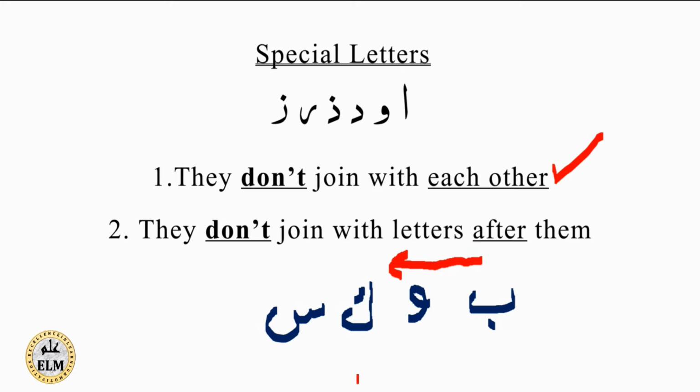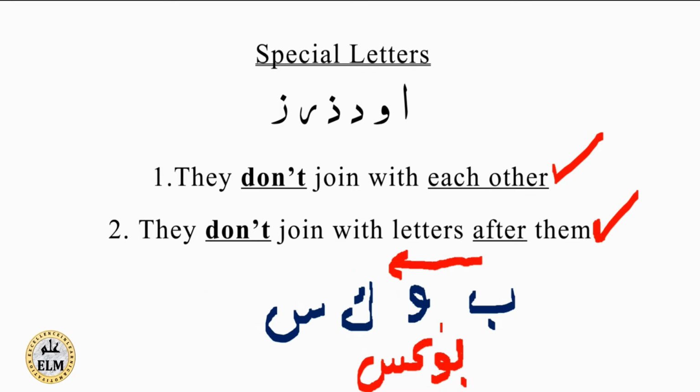So I will show you how to write this joined up. Ba, this is how ba looks in the beginning, then waw, and then kaf, and then sin. It will join with the letters before it. So these letters will join with the letters before them, but they will not join with the letters after them. So the letters on their left, they will not join. They will only join with the letters on their right. Okay, very easy. But these two rules have some implications. You will learn them in the examples, inshallah. When we do the examples, I will tell you what these rules imply.